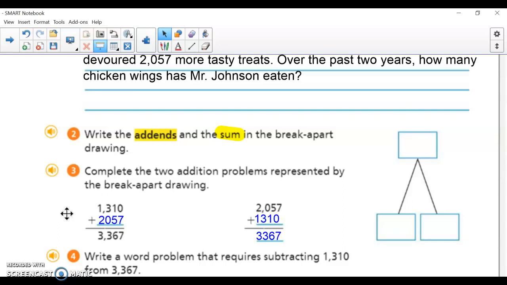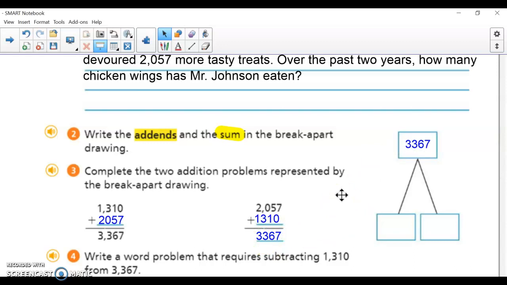And then we have a couple more words, addends and sum. So what it says is write the addends and the sum in the break apart drawing. And I know you don't have sum highlighted, but I consider that as also a key word for today's lesson. So sum, some of you know, that means the answer to an addition problem. Sum. So my answer was 3,367. So I'm going to take that, and you should write that into the top right there, right?